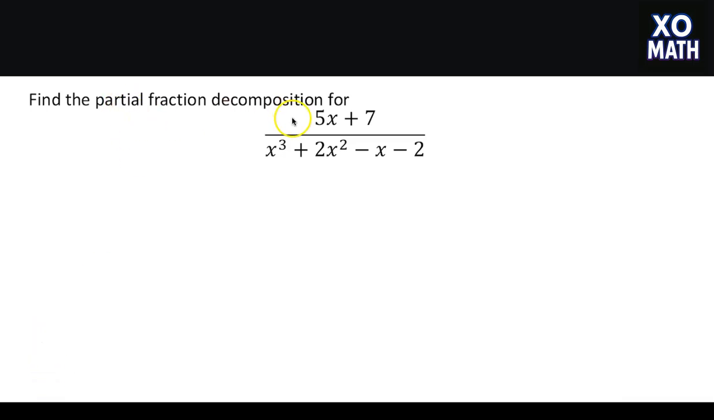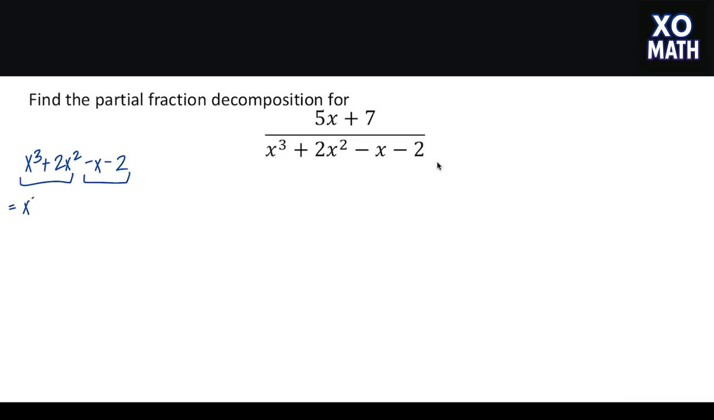Find the partial fraction decomposition for 5x plus 7 all over x cubed plus 2x squared minus x minus 2. First, we're going to factor the denominator. I'm going to pull that off to the side: x cubed plus 2x squared minus x minus 2. We will use factor by grouping.